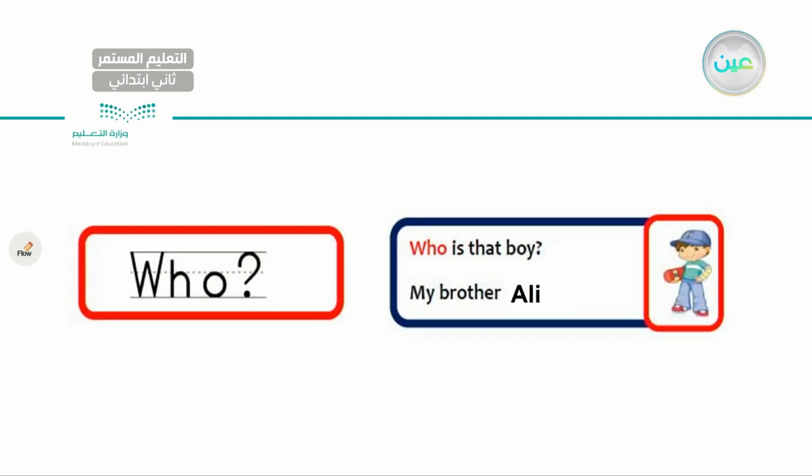Let's go for the next one. Who? Who is used to ask about a person. Who is that boy? My brother Ali. So here we give a person's name.